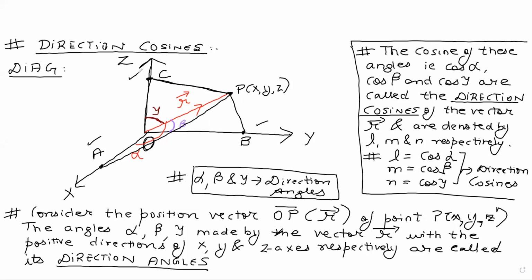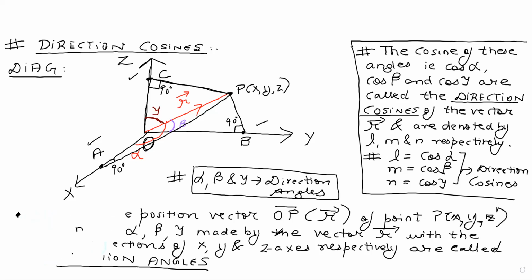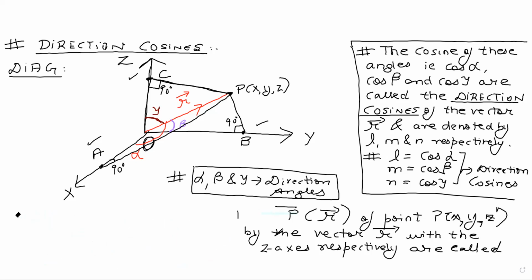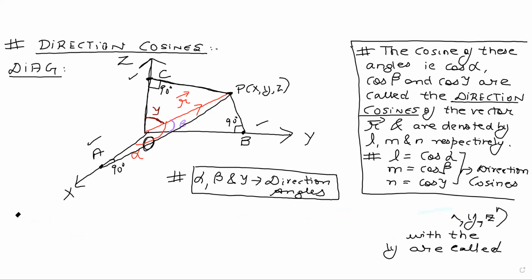And guys, if you try to figure it out, you will see that these are all right angles. This is also 90 degrees. This is also 90 degrees. This is also 90 degrees. If you try to visualize it, this is also 90 degrees. Look at what I am trying to write now. I am erasing this part. All of us know alpha, beta and gamma are direction angles. Cos alpha, cos beta, cos gamma, which we call L, M and N, are the direction cosines. Now let's further move forward.